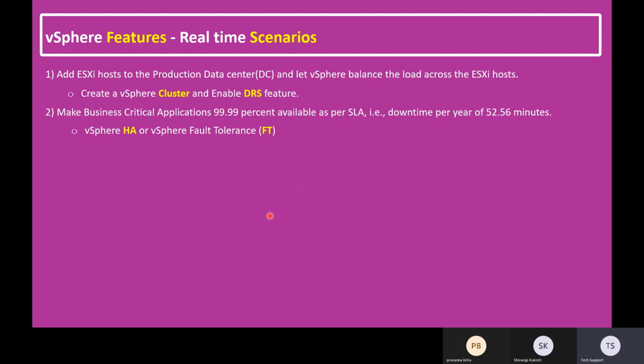Okay, and another scenario. Let's say customer wanted to identify virtual machines that are experiencing serious resource contention. There is a resource contention issue. So where we can see virtual machines having a resource contention, which vSphere feature helps us to identify the resource contention?